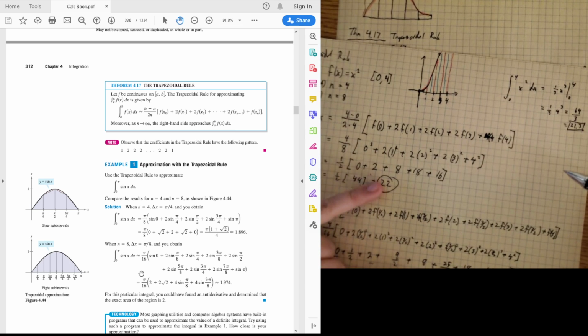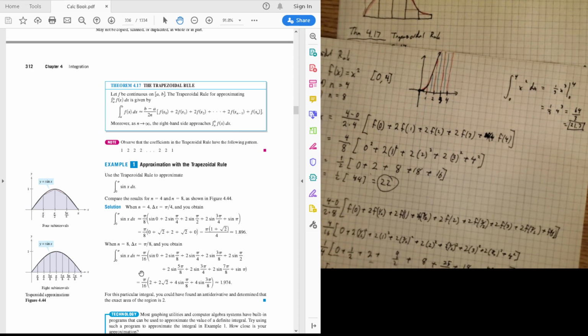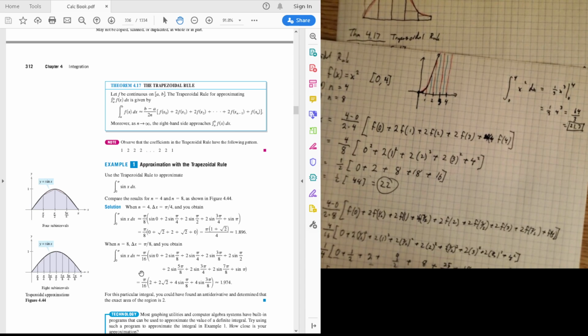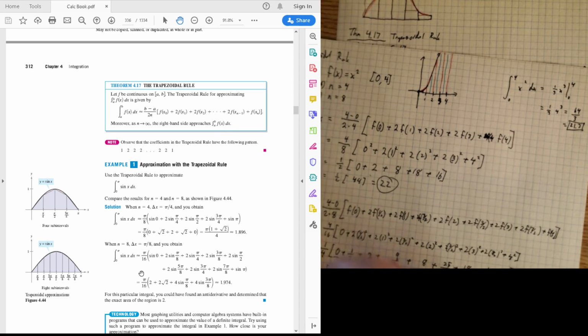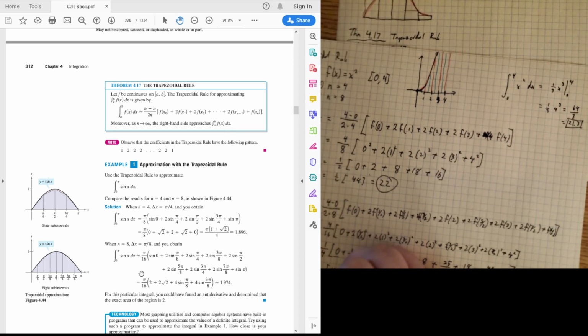These two will keep yo-yoing back and forth until eventually they become roughly the same value. And it's always possible I made a mistake somewhere in here. Let me double check. 0, 2, 8, 18, 16. That should be 22. I'm dumb. I'm so sorry. This should have been a 44.